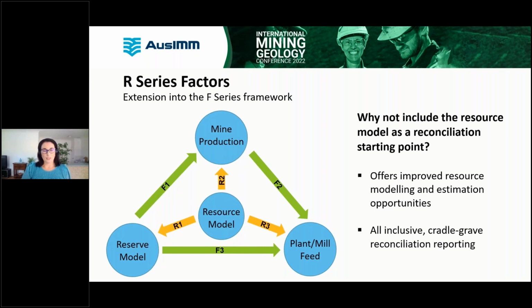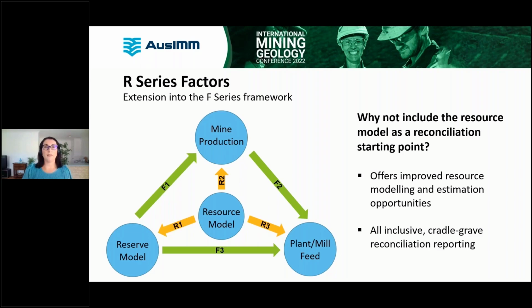And this is the picture I want you to take away, okay? It gives you those F1, F2, F3s, but it's also then starting to say, what's happening with this resource model? Why not include the resource model as a reconciliation starting point? It usually drives the reserve model. So let's start to compare it all the way through the mine value chain. It will offer you an improved resource modeling and estimation opportunity. There's no doubt about it. It will give you confidence in your reserve model. It will give you an all-inclusive cradle to grave reconciliation reporting.